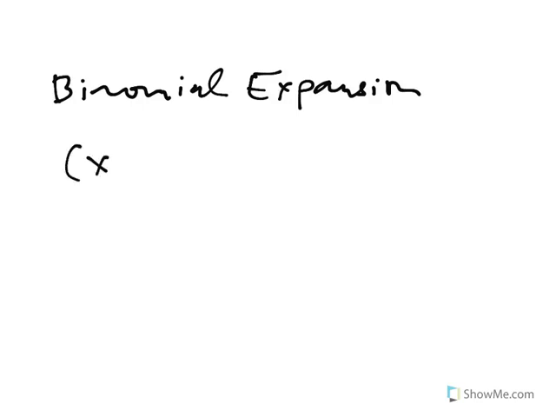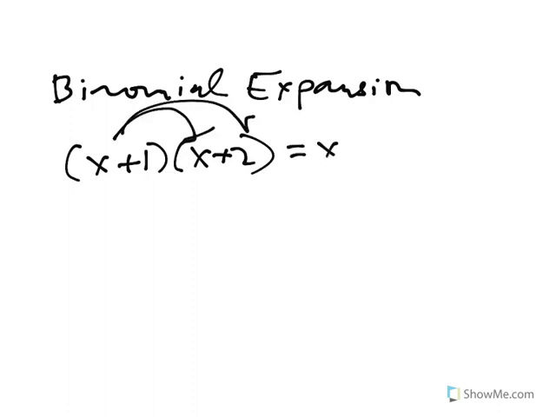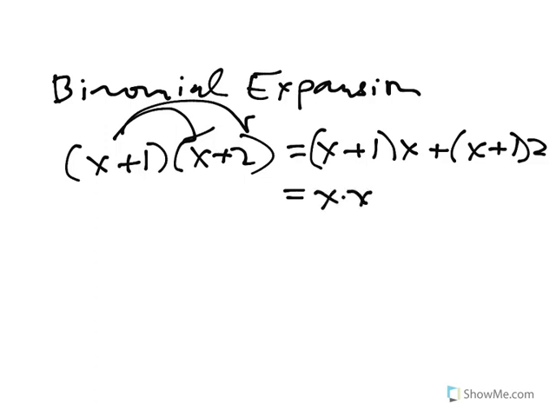When you multiply something like x plus 1 times x plus 2, we basically use what's called the distributive property, where we do x plus 1 times x and x plus 1 times 2. And then we do the distributive property again to get x times x, plus 1 times x, plus 2 times x, plus 2 times 1.